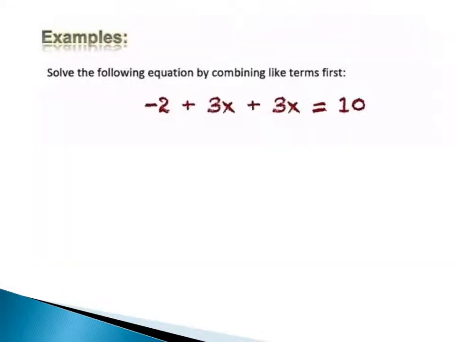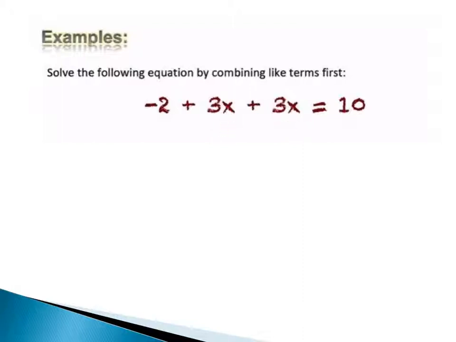All right, so let's take a look at the first example. So this one is going to be one in which, before we actually do some of the stuff we did in sections 1 and 2, we're going to have to apply some ideas from last chapter. So we have negative 2 plus 3x plus 3x equals 10. So notice how I have two x terms on the same side.